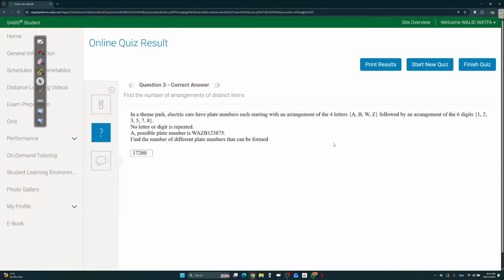Now over here, in a theme park, electric cars have plate numbers, each starting with an arrangement of the 4 letters A, B, W, Z, followed by an arrangement of 1, 2, 3, 5, 7, 8. No letter or digit is repeated. A possible plate number is W, A, Z, B, 1, 2, 3, 8, 7, 5.